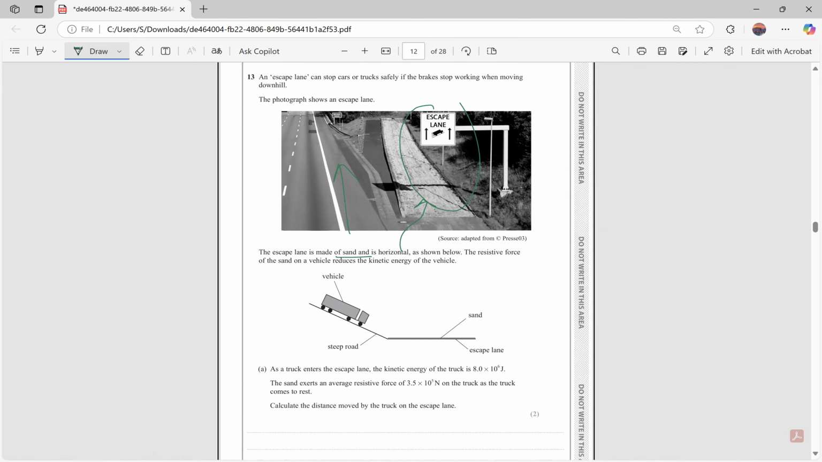Now, part A is 2 marks, and it tells us that there is a truck entering the escape lane, and its kinetic energy is this. The sand exerts an average resistive force. So the sand is exerting this force on the truck as the truck comes to rest. So the final velocity of the truck is 0. Calculate the distance moved by the truck on the escape lane. We have to find S, the distance. Right, how do we find that? We have kinetic energy, and this is when the truck has entered the escape lane. So we are just concerned with this region, not the sloped region, just this one.